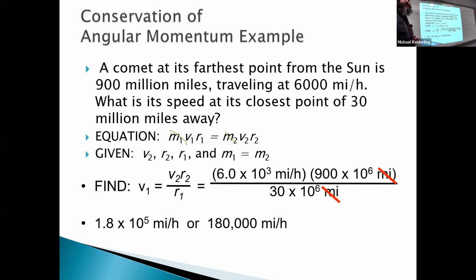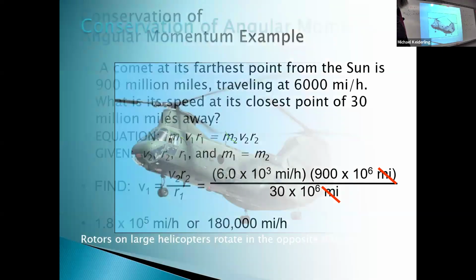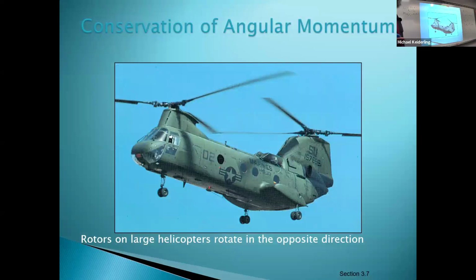The 180,000 miles per hour is how fast it is. Now, this is something: when you have one thing spinning one way, you have to correct for the angular momentum. Helicopters start with the rotors sitting still on the ground, so they start with an angular momentum of 0, and then they put a whole bunch of angular momentum into their rotors. So there's a couple ways you can deal with it.